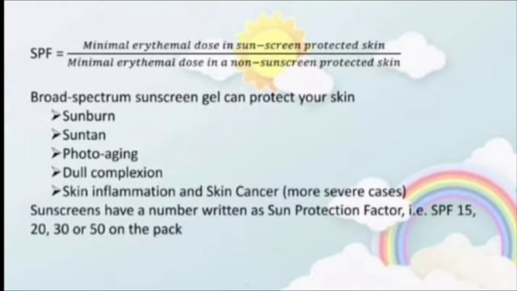Broad spectrum sunscreen gel can protect your skin from sunburn, suntan, photoaging, skin inflammation and skin cancer, etc. Every sunscreen should have a number written as sun protection factor, that is, in the form of SPF 15 or SPF 20 or SPF 30 or SPF 50. If the sunscreen has a number SPF 50, it is highly effective against the sun's ultraviolet radiation.